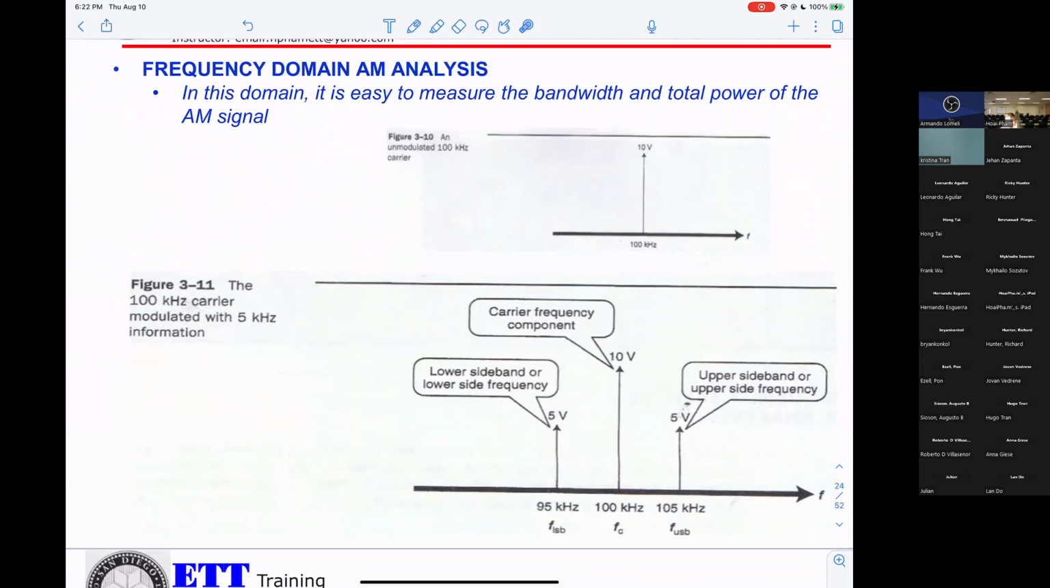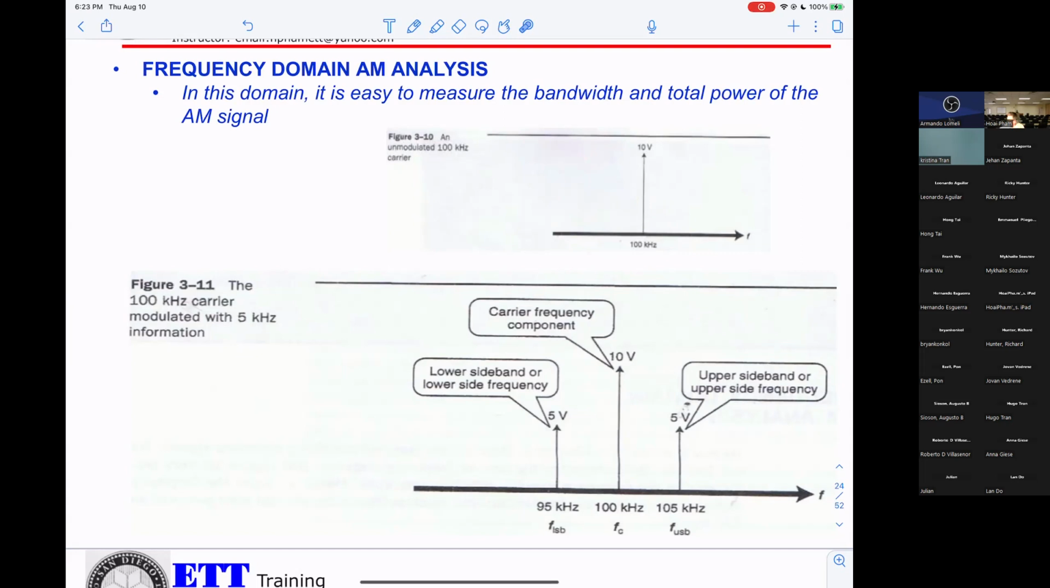Frequency domain AM analysis. In this domain, it's easy to measure the bandwidth and the total power of the AM signal. So this will be displayed in the frequency domain. That means they display it in the spectrum analyzer.